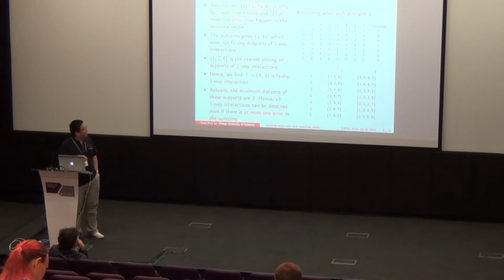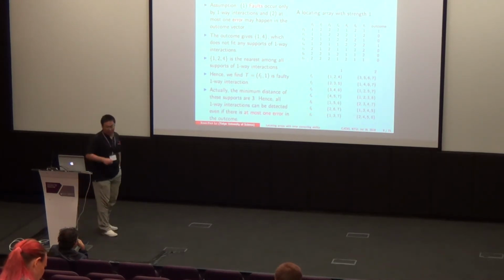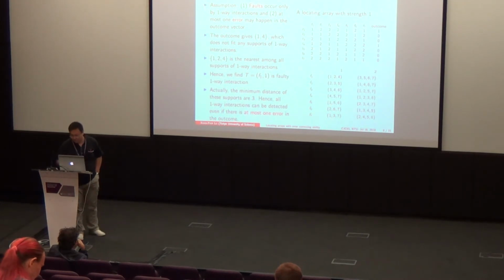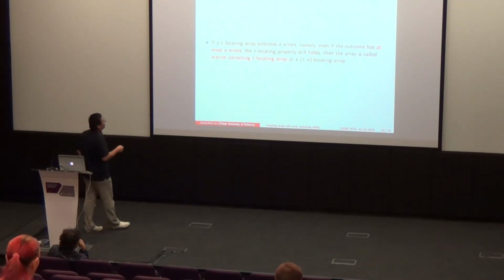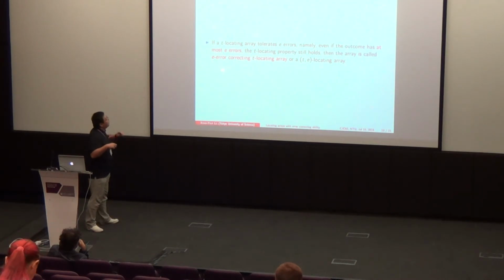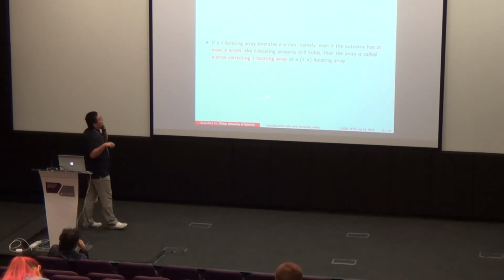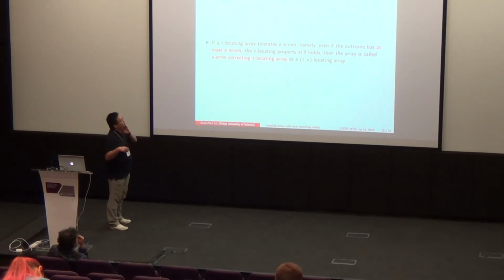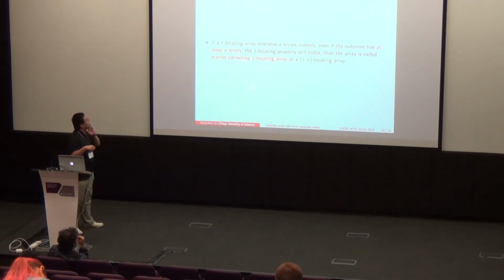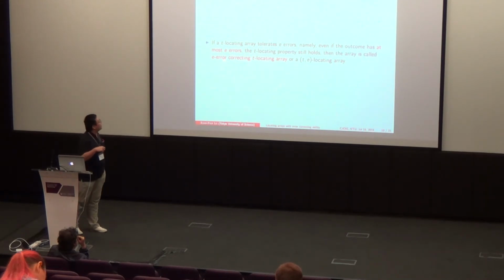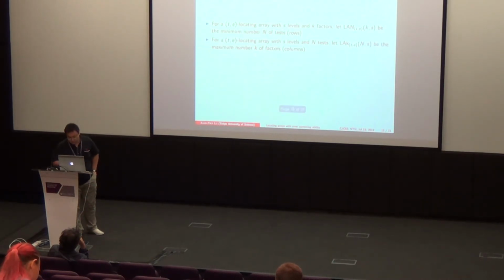This is nothing but a standard triple system, and I think everyone is familiar with it. So if a t-locating array tells us some E errors, namely even if the outcomes have at most E errors, the t-locating property still holds, then such kind of array is said to be an E-error-tolerant t-locating array, or simply t-locating arrays.